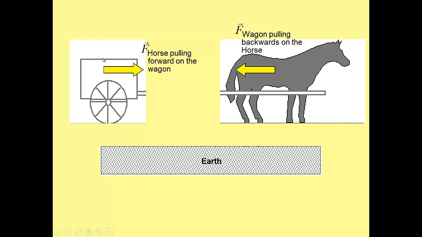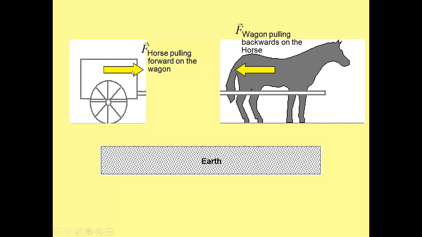But why don't they cancel? Look at the diagram. Think about the other ones we looked at. Think about you right now, where you're pushing down on the chair, and the chair that you're sitting on is pushing up on you. Well, let's look at this situation. Of these two forces, how many of them act on the wagon? Just one. How many of them act on the horse? Just one.